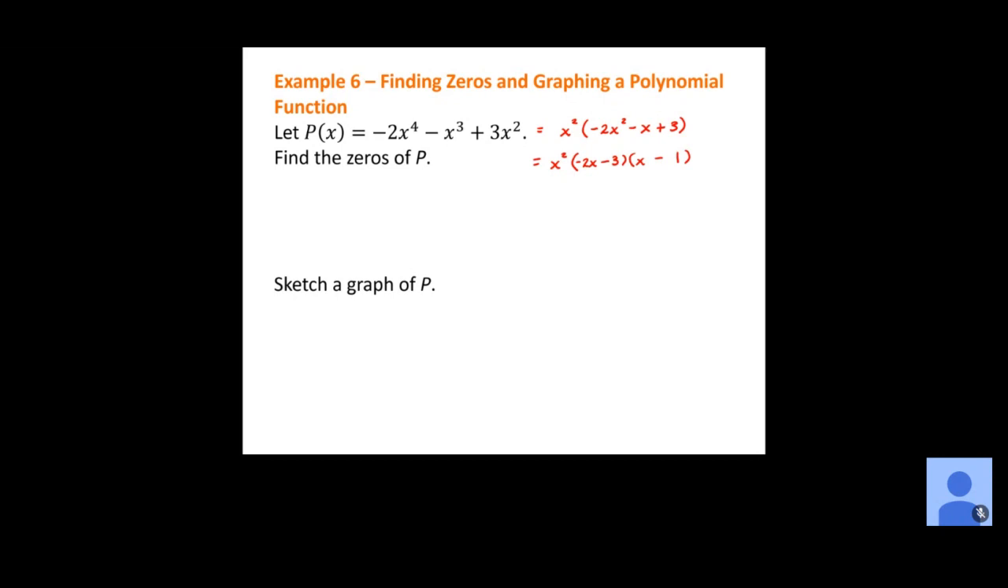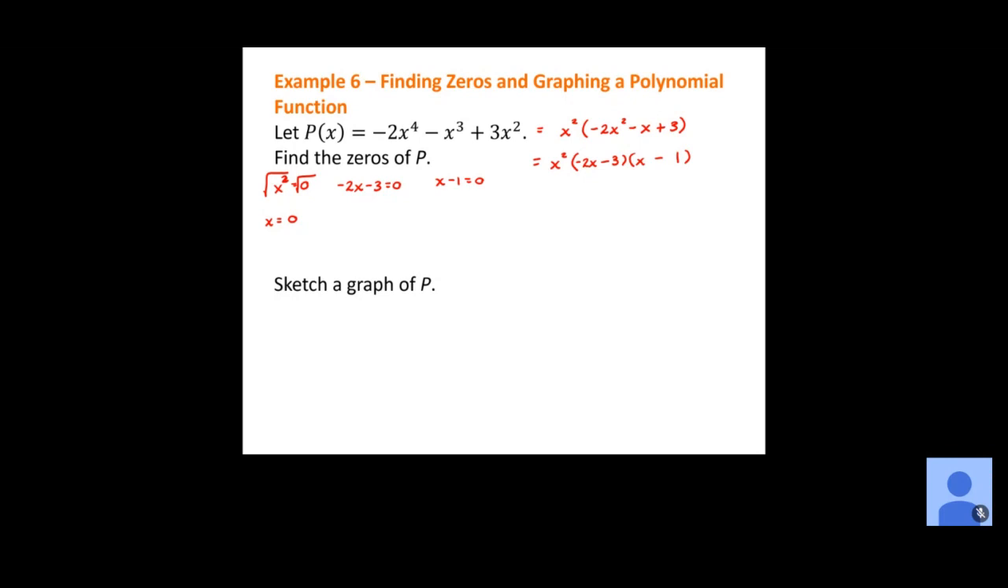All right, now that we have our factors, we're just going to set each one of those factors equal to 0. So we'll start with x squared equals 0. Then we have -2x minus 3 equals 0. And finally, x minus 1 equals 0. And now to solve the first one, we need to take the square root of both sides. So when we take the square root, we'd have x equals, technically it's a plus or minus, but plus or minus 0 in either case is just 0.